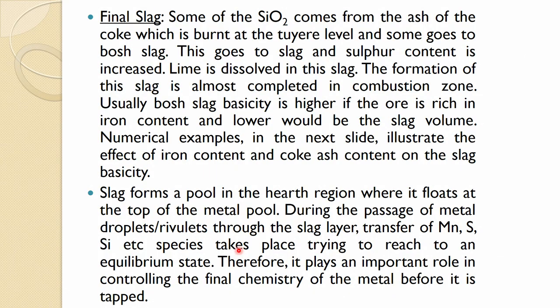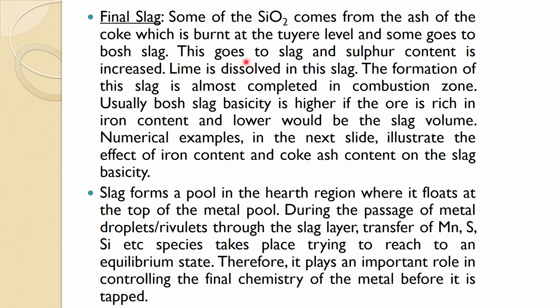So, the hearth region slag, which we also call the final slag, has some of the SiO2 coming from the ash of the coke, which is burnt at the tuyere level, and some goes to the bosh slag. What it is saying is that the ash coming out from the tuyere region by burning contains SiO2 and of course some amount of Al2O3 or other things. So, some amount of SiO2 of that ash goes to the bosh slag, and the remaining amount goes to the final slag.